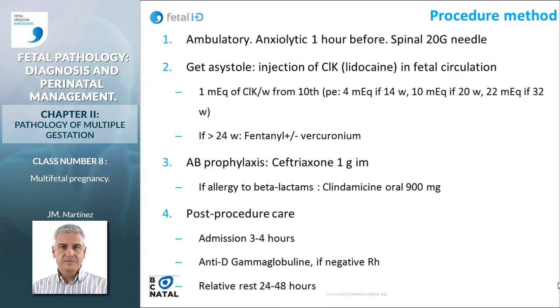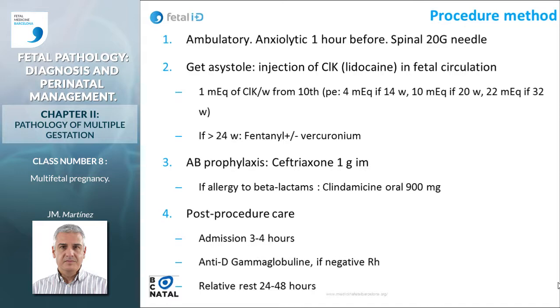How is the selective feticide done? It's an outpatient procedure in which we give an anxiolytic to the mother, and it is done with an ultrasound monitor with a 20G spinal needle. We have to accomplish asystole with the injection into the fetus, depending on the size, in the heart or in the umbilical cord. The most used is potassium chloride, and after 10 weeks of pregnancy, the dose used is 1 milliequivalent per week, starting from 10 milliequivalents. For example, at 14 weeks, 4 milliequivalents, at 20 weeks, 10 milliequivalents, and at 32 weeks, 22 milliequivalents.